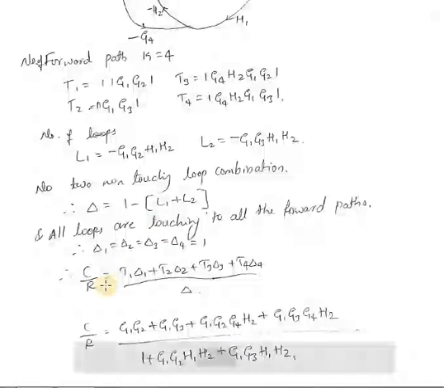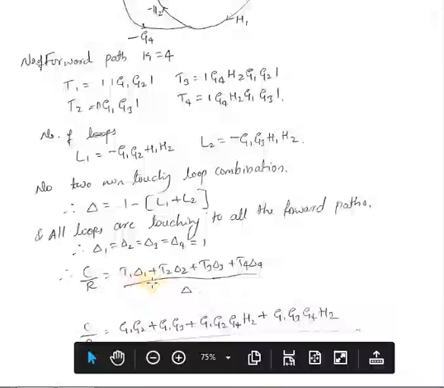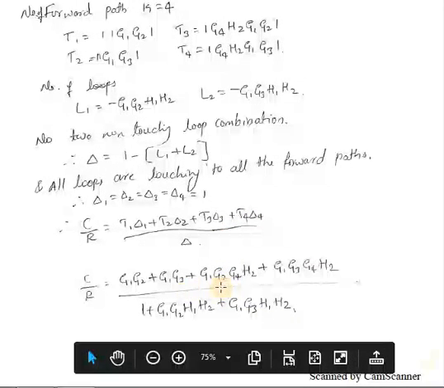So C by R, that is output by input, will be T1 into delta 1 plus T2 into delta 2 plus T3 into delta 3 plus T4 into delta 4, divided by delta. In their respective values you have to write G1 G2 plus G1 G3 plus G1 G2 G4 H2 plus G1 G3 G4 H2, divided by the delta value, which will be 1 plus G1 G2 H1 H2 plus G1 G3 H1 H2. That is the transfer function.